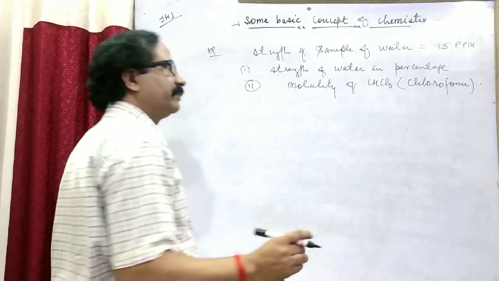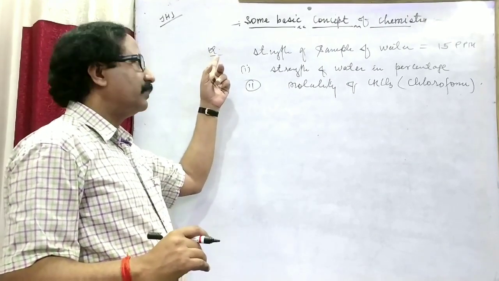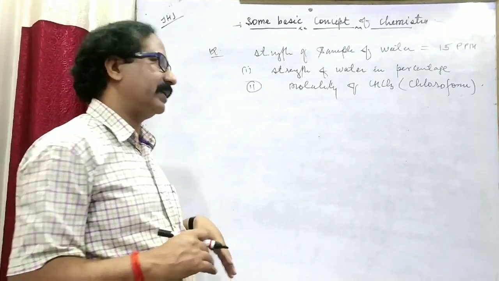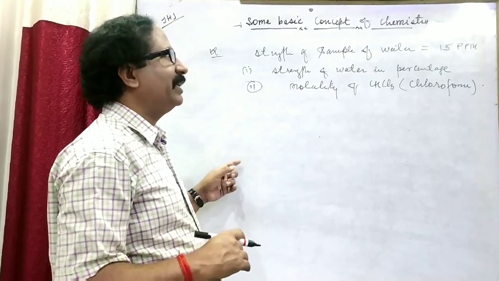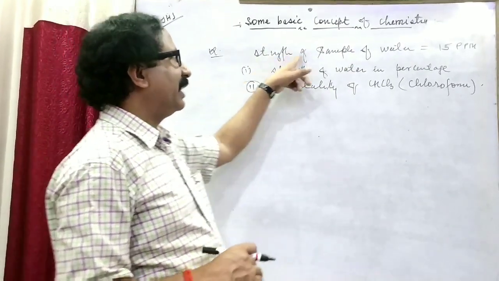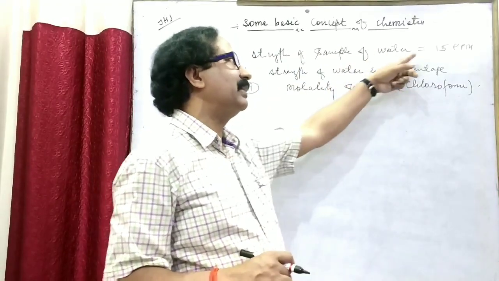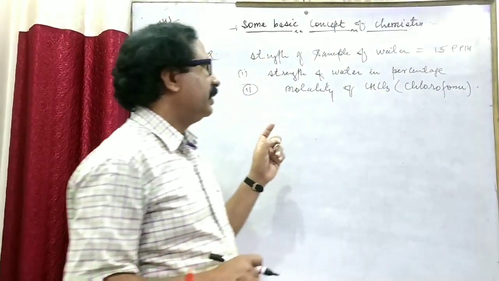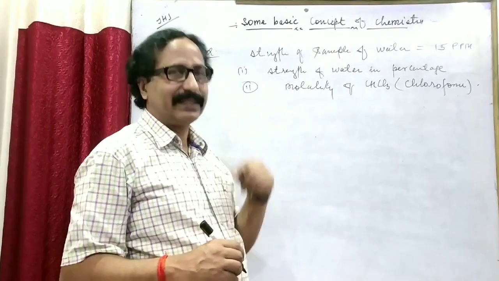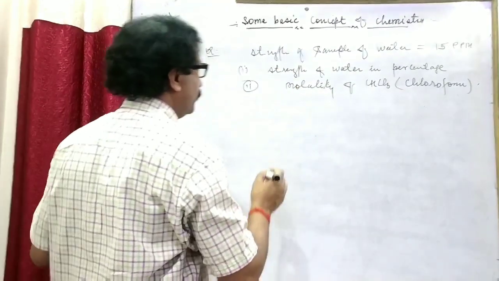Question once more. A sample of water is contaminated with chloroform for carcinogen purpose. If the level of the contamination of water is 15 ppm, means the strength of sample of water in which a small amount of chloroform is mixed is 15 ppm. Then you have to calculate two things: strength of the sample of water in percentage, and second, molality of chloroform. Solution.